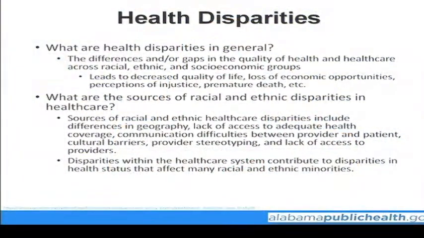In general, health disparities are described as the differences and/or gaps in quality of health and health care across racial, ethnic, and socioeconomic groups. Health disparities found in these groups can lead to a decreased quality of life, loss of economic opportunity, perceptions of injustice, premature death, etc. Health disparities are not only found within public health, but also within healthcare. Sources of racial and ethnic healthcare disparities include difference in geography, lack of access to adequate health coverage, communication difficulties between provider and patient, cultural barriers, provider stereotyping, and lack of access to a provider. These disparities found within healthcare systems contribute to the overall disparity in health status and affect many racial and ethnic minority populations.